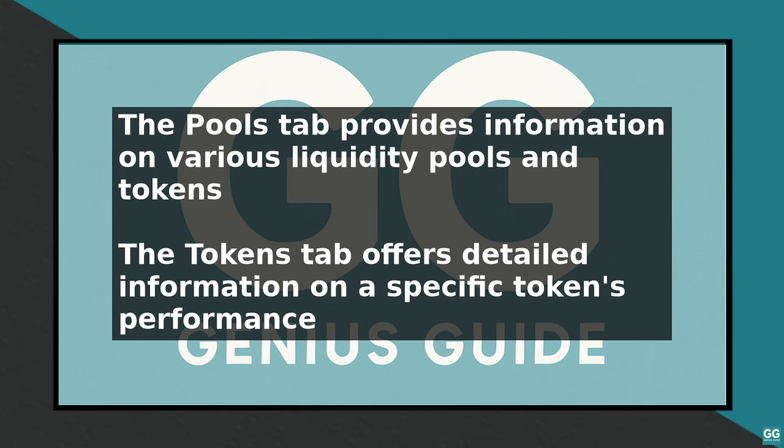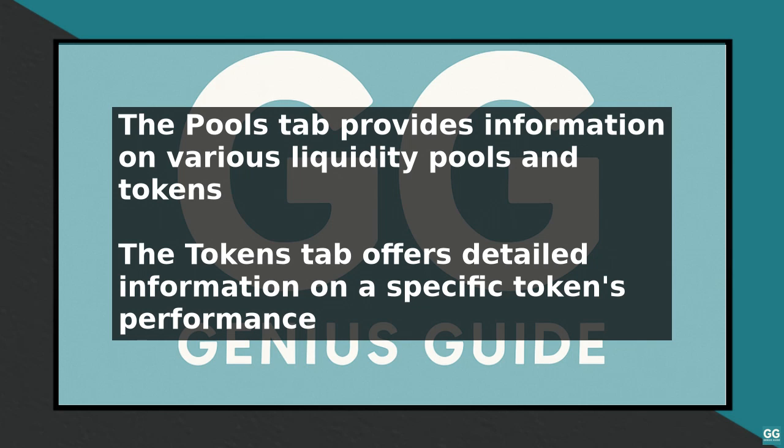To view analytics on a specific token, click on the Tokens tab and search for the token you are interested in. This will take you to a page that provides detailed information on the token's performance, including its price, liquidity, and trading volume.